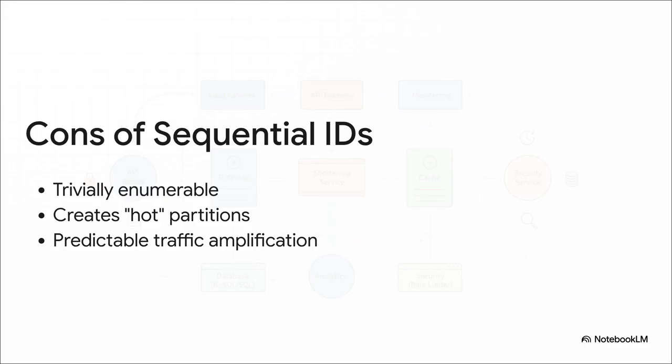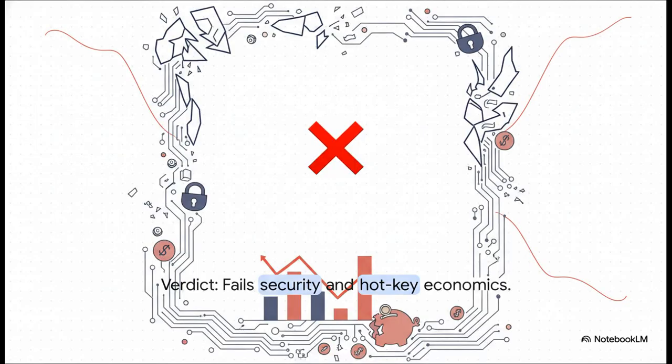This also creates huge database hotspots. Because all the new links are written in the same place, all that traffic hammers a single machine, which just kills performance at scale. So this is another dead end. The approach is basically an open invitation for scraping, and it creates performance bottlenecks that are incredibly expensive to fix once you have real traffic.